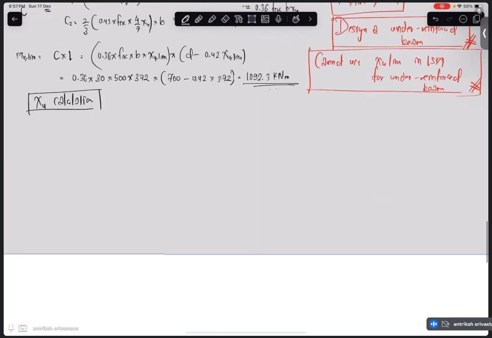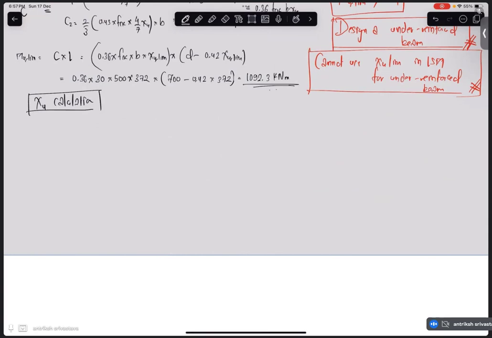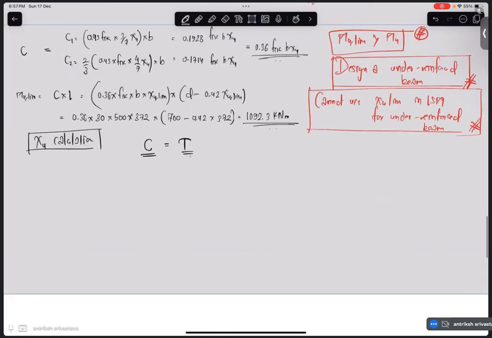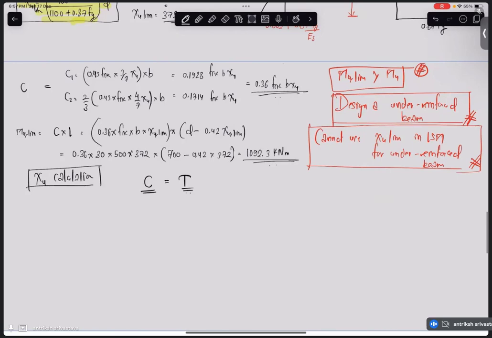Okay, so we will calculate our XU. How do we calculate our XU? XU is calculated with C equal to T. Whatever your compressive force is will be equated to your tensile force. The compressive force we have just calculated is 0.36 into FCK into B into XU, and the tensile force is 0.87 into Fy, this is the stress in the steel, and AST. But wait a second, we don't know AST.